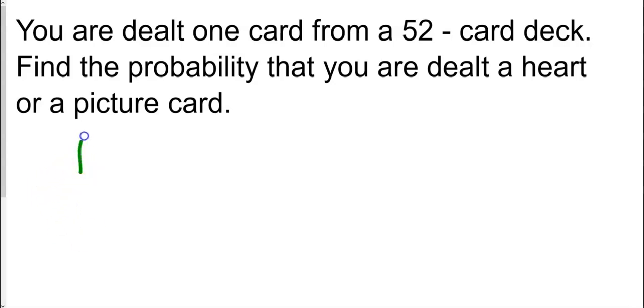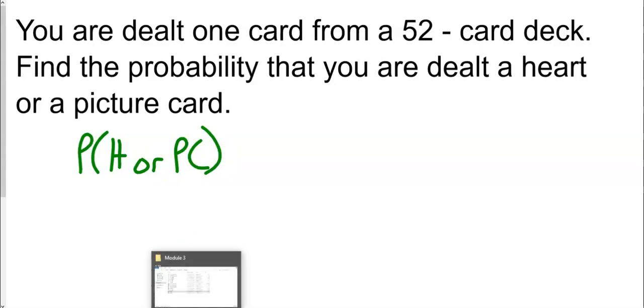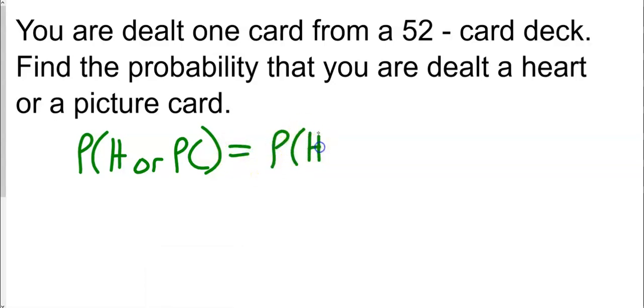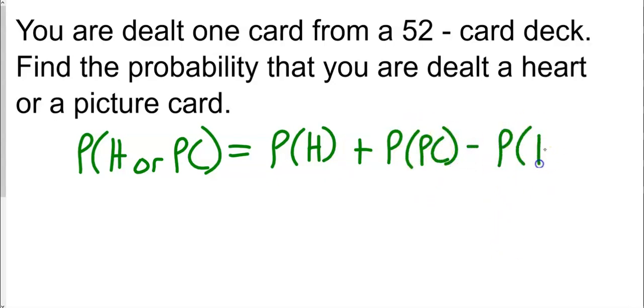Okay, so we need the probability of being a heart or a picture card. If you thought about this, is it possible to be a heart and a picture card at the same time? And the answer is yes. You have the King of Hearts, you have the Queen of Hearts, you have the Jack of Hearts. So this is a not mutually exclusive event. So what we're looking at is the probability of being a heart plus the probability of being a picture card, but we have to subtract off the probability of being those heart picture cards that we just talked about.